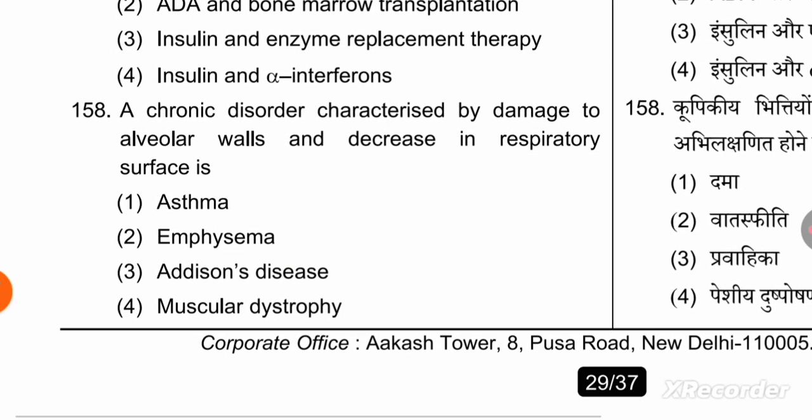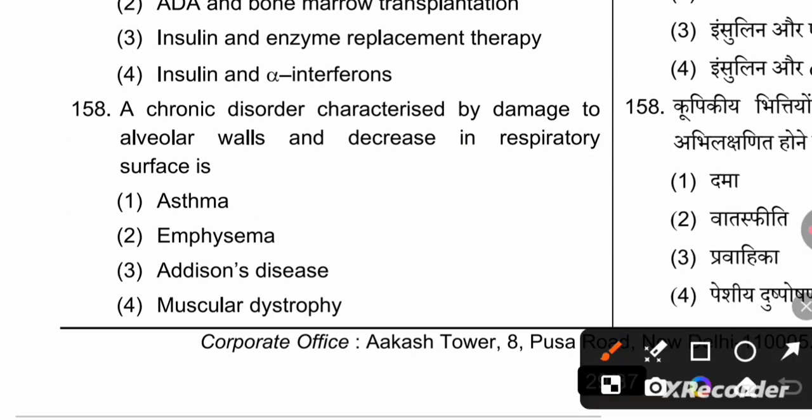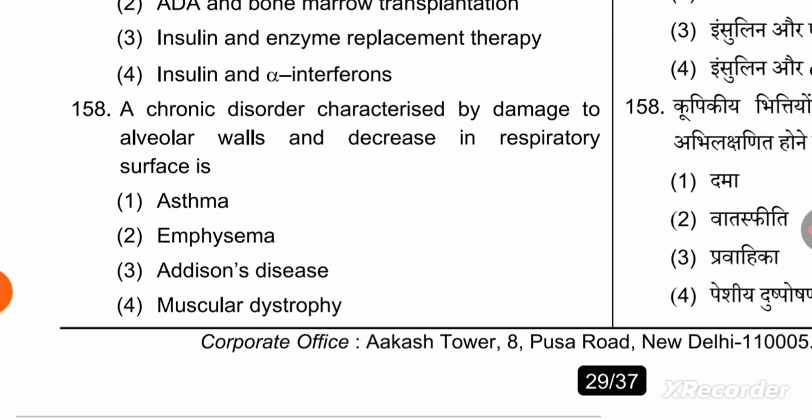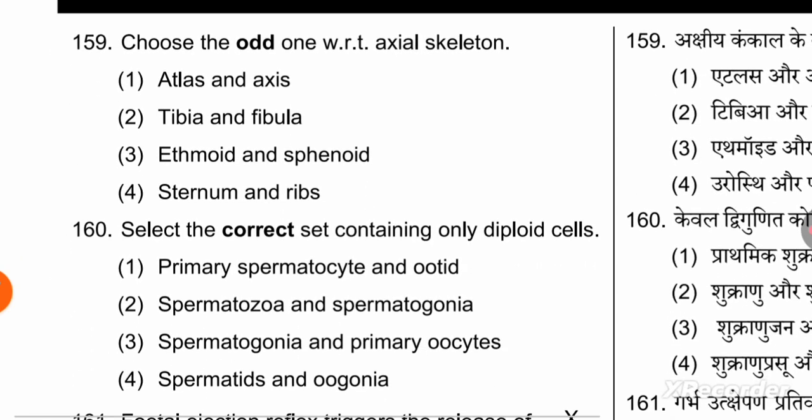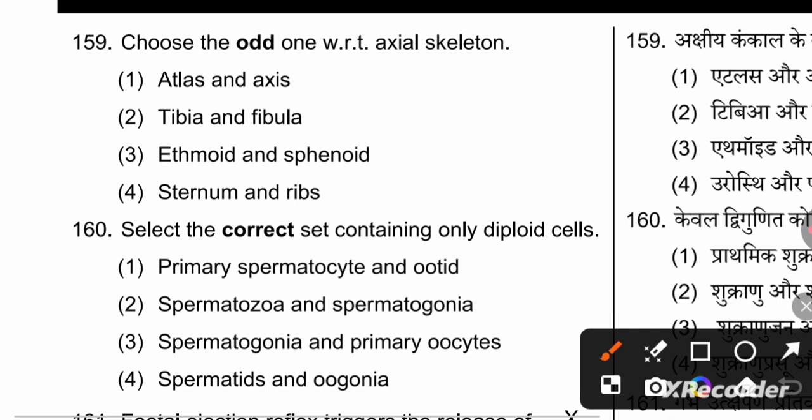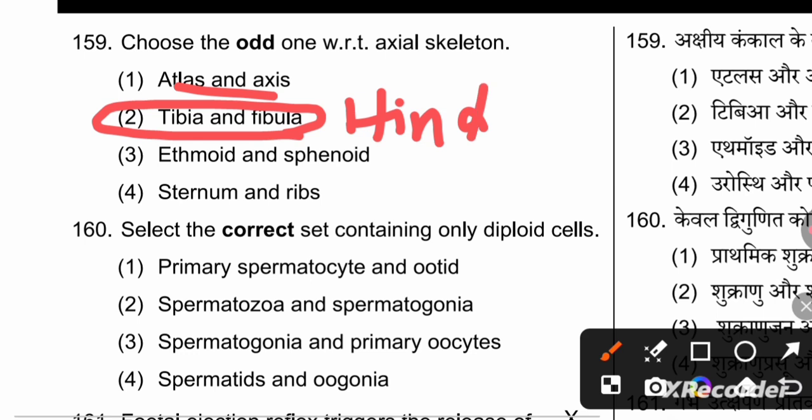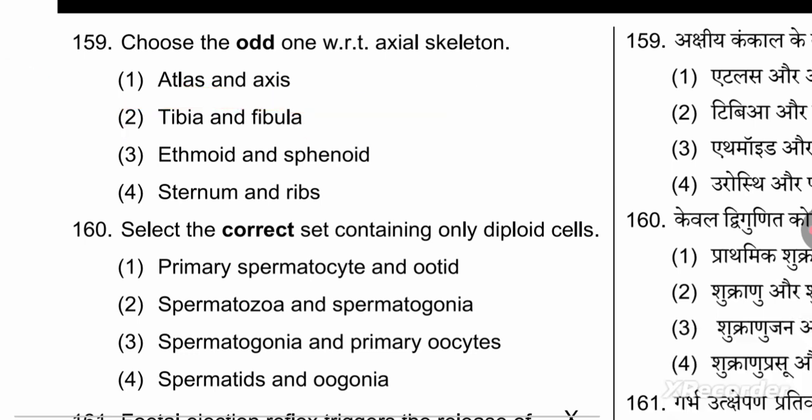Let us go to 158th question. A chronic disorder characterized by the damage of alveolar wall and decreased respiratory surface is the characteristic of emphysema disease. Let us move to the next question. Choose the odd one with respect to axial skeleton. Axial skeleton includes atlas and axis. Tibia and fibula are the part of hind limbs, not axial skeleton. So this is the odd one with respect to the axial skeleton.